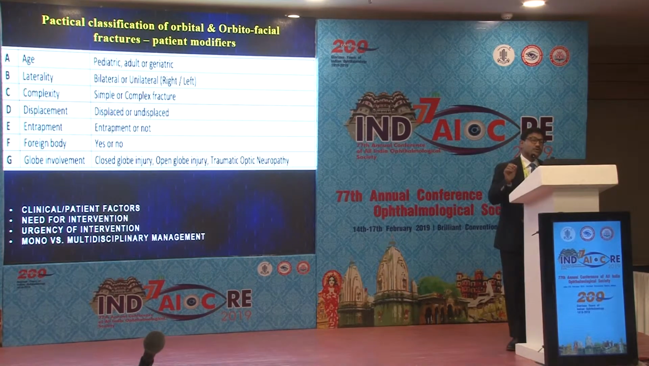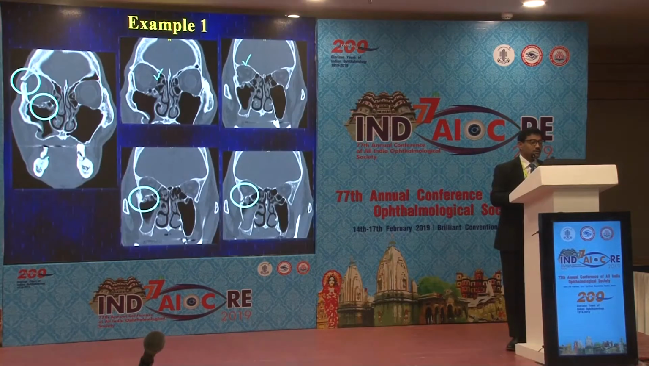But be careful, because very minimal or linear fractures can also be trapdoor fractures. So just because a fracture is very small doesn't mean that the clinical consequence is negligible. You have to still look at the functional component as well. Entrapment is a clinical sign, not a radiological sign, and that again tells you the threshold and timing to intervene, whether there's an associated foreign body or not. And finally, but not the least important, probably very important, is the globe involvement, whether it's an open globe injury, closed globe injury, or traumatic optic neuropathy, because this has huge implications, both medical and medico-legal as well.